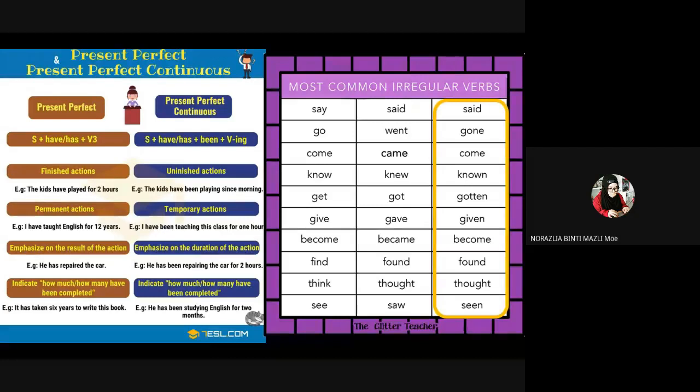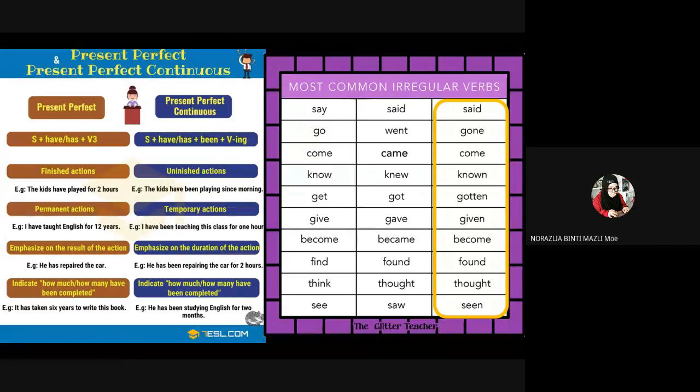Okay, so what are the use for present perfect? So the first one would be finished actions. When we want to emphasize on finished actions, for example, the kids have played for 2 hours. Okay, budak-budak tu dah bermain selama 2 jam. So finished actions, have played, telah bermain selama 2 jam.